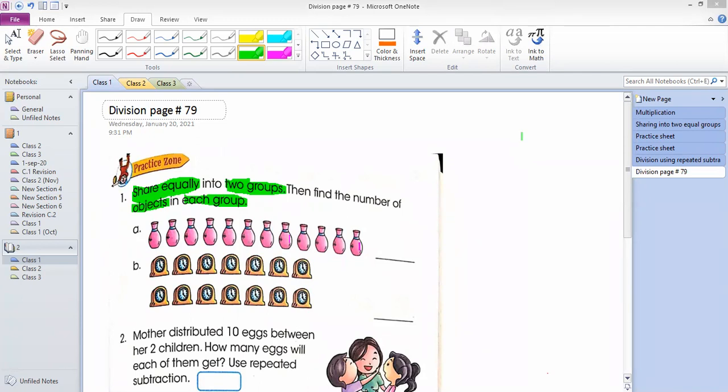1, 2, 3, 4, 5, 6, 7, 8, 9, 10, 11. Group A, how many objects? How many vessels?